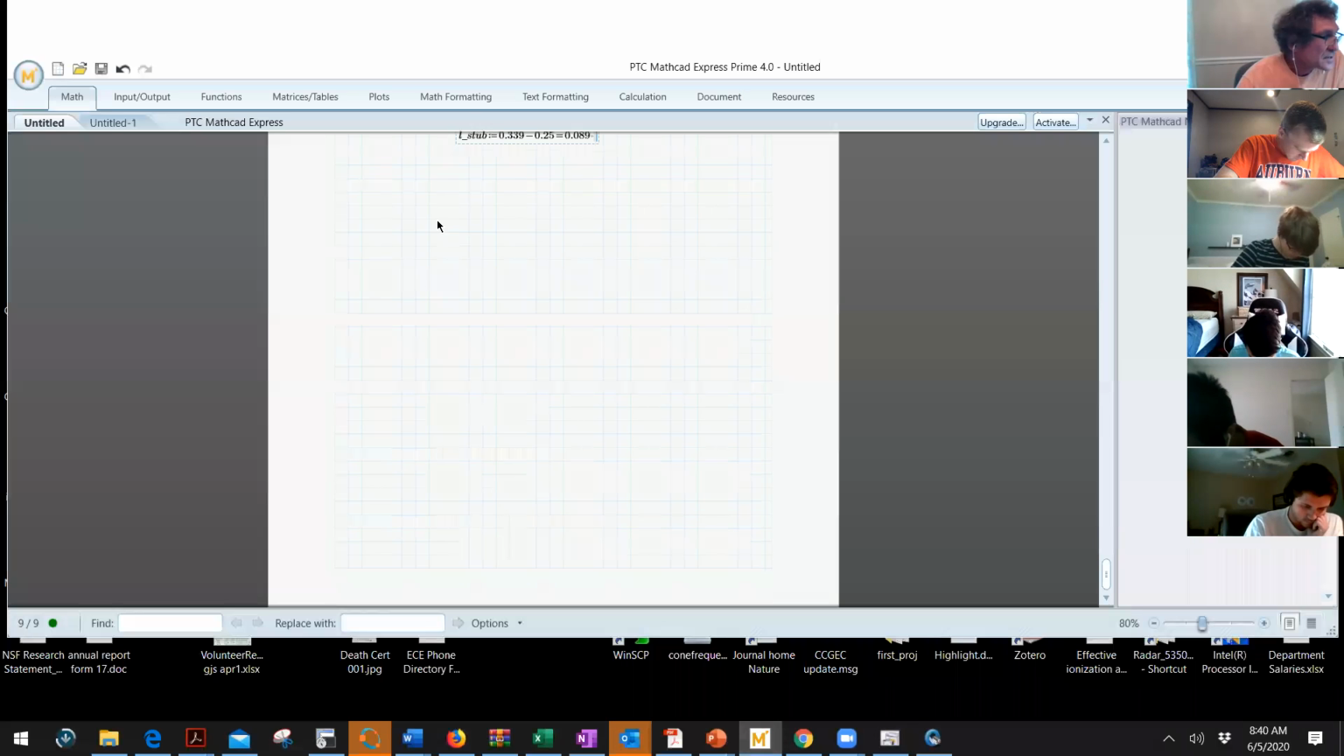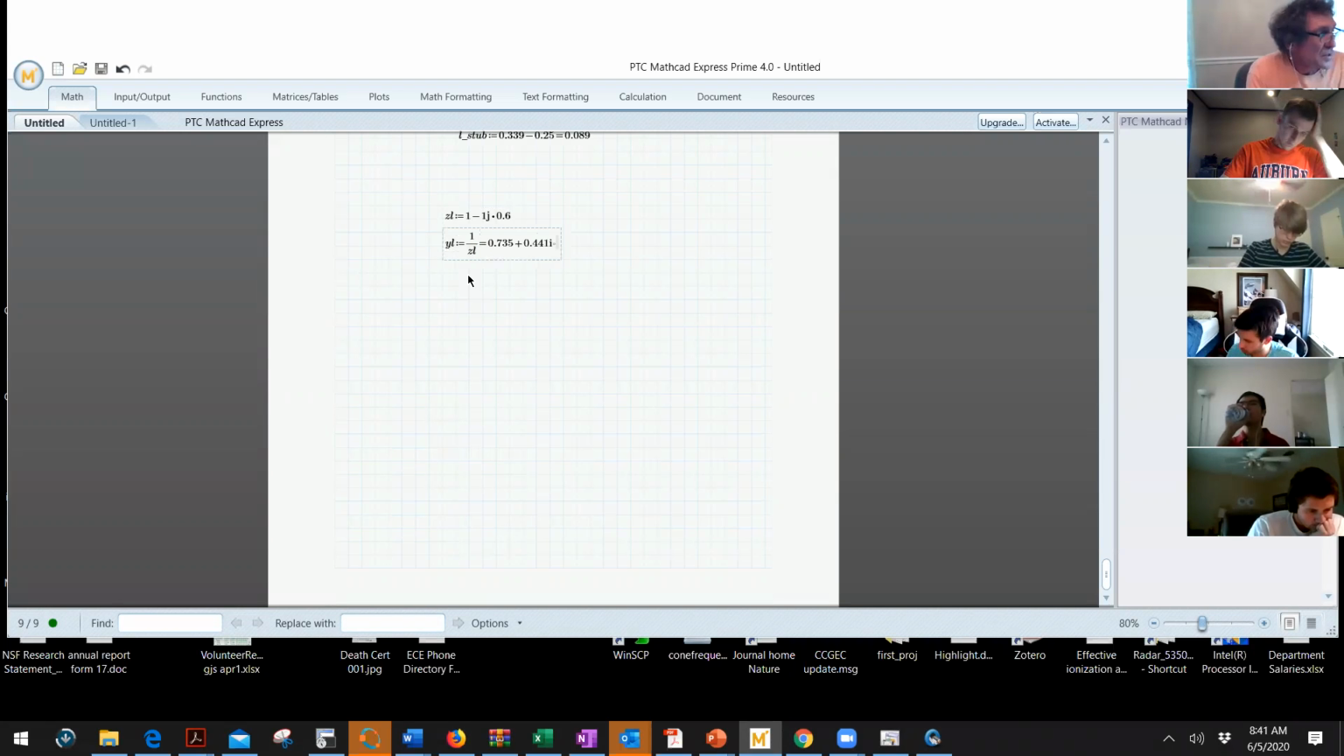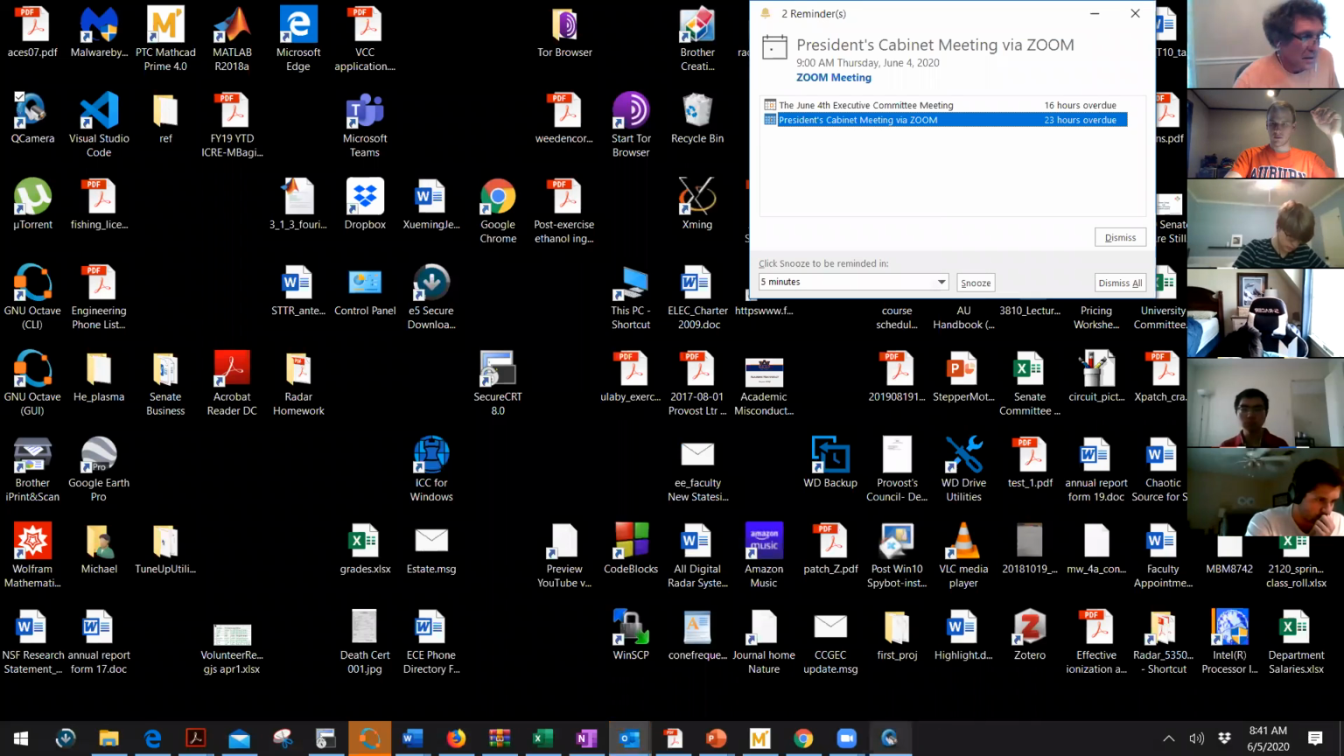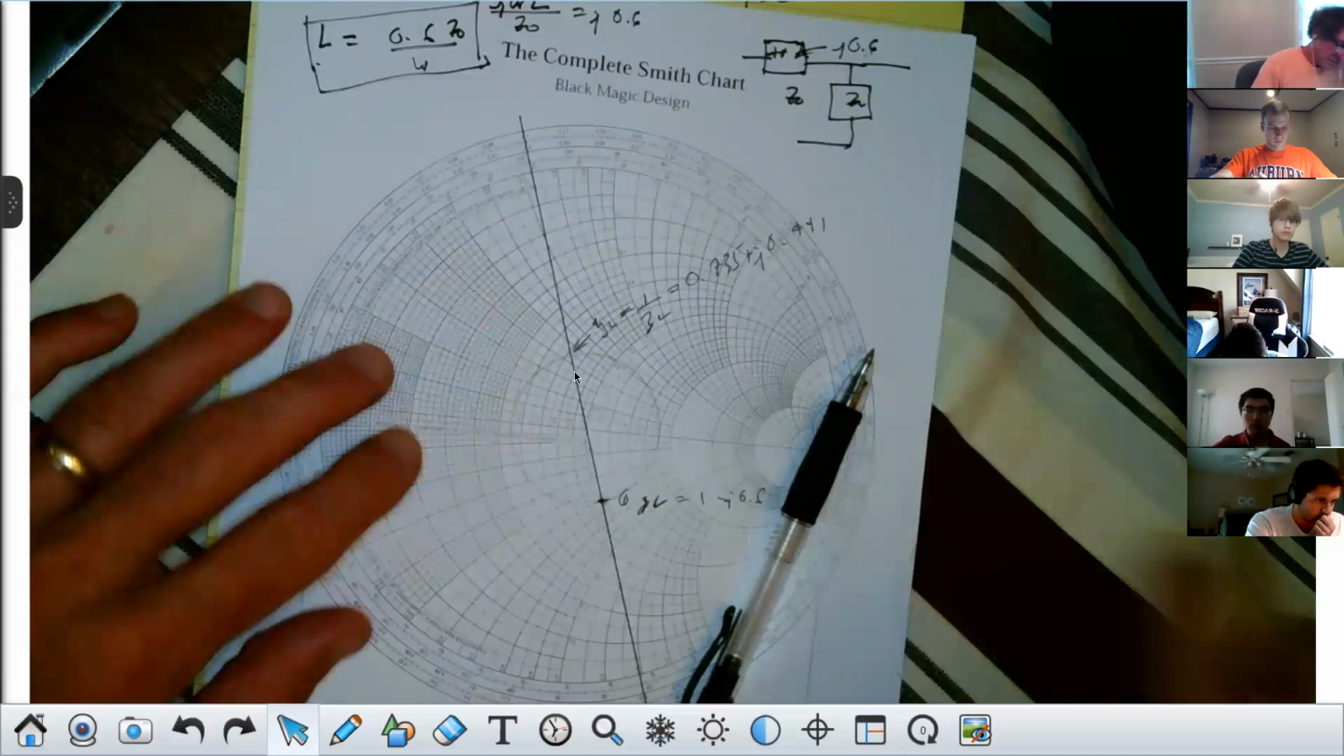I'll call ZL equal to 1 minus J times 0.6. Then I get YL equal to 1 over ZL, and that is equal to 0.735 plus J 0.441. Right? And that's this point here. So this would be 0.1 if you were doing this.